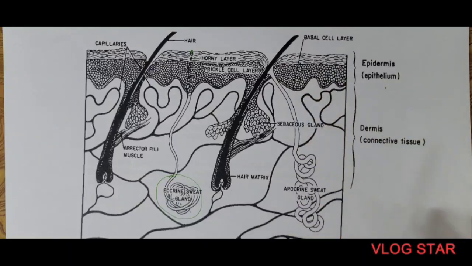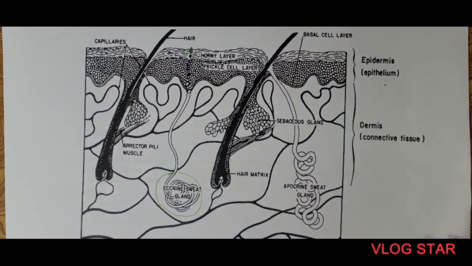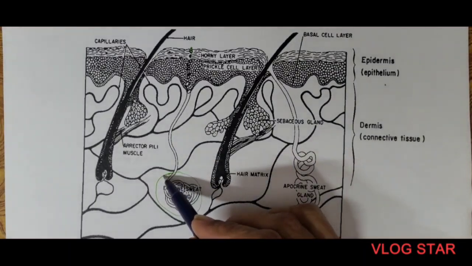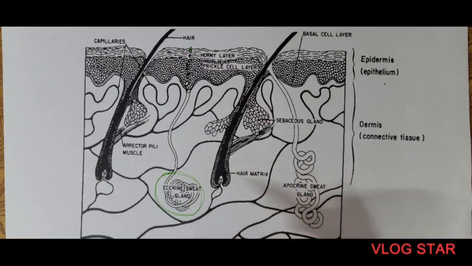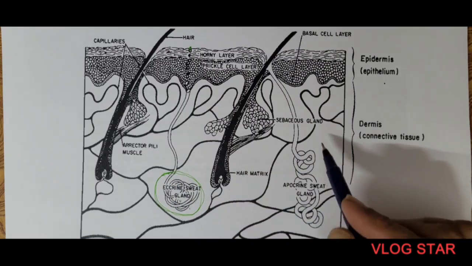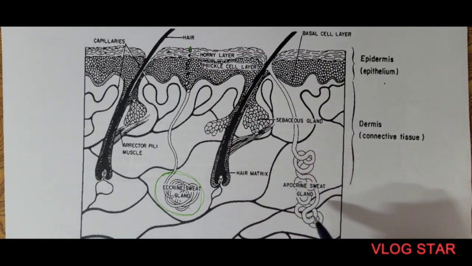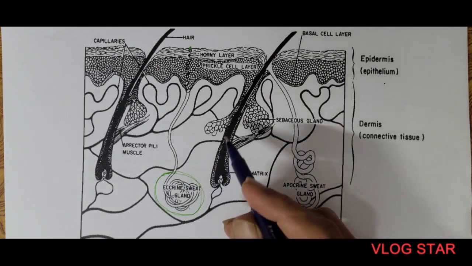Now, prickly heat. Which gland is involved in prickly heat? It's the eccrine sweat gland. We have two types of sweat glands, eccrine sweat gland and apocrine sweat gland. We will see about apocrine sweat gland later. Today, in the context of prickly heat, we will see about eccrine sweat gland.